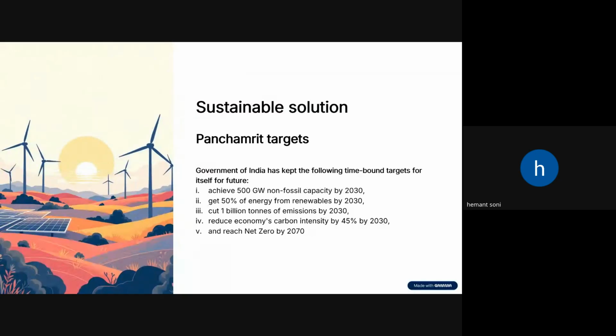Then third is to cut 1 billion tons of emissions by 2030. Fourth is to reduce economy's carbon intensity by 45% by 2030. This is in comparison to the figures of 2005. And finally, the Panchamrit target is to reach net zero by 2070. So ultimately, we hope that we will not be adding anything to the ecosystem. We will not be causing any harm and reach the net zero goals by 2070.